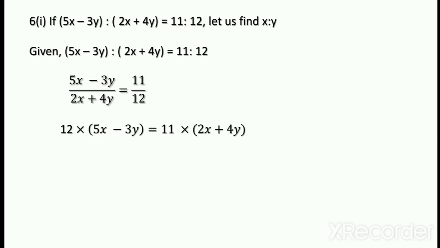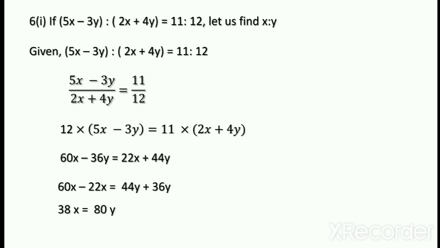Then multiply both the terms, 12 into 5x and 12 into 3. And 11 into 2x and 11 into 4. Now we arrange the like terms, that is x will remain on one side and y will remain on the other side. So this is how we have arranged the like terms. We have moved it from the left hand side to the right hand side. So after you subtract 60 minus 22, you are going to get 38x is equal to 80y.